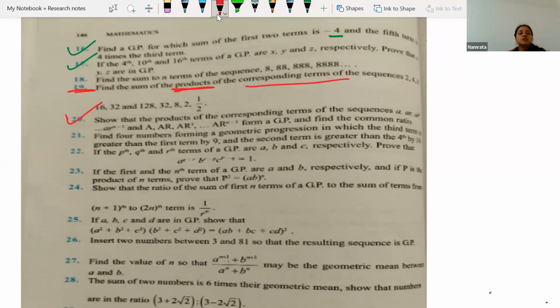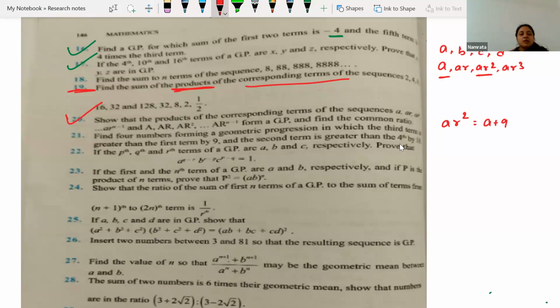So here question number 21 says find four numbers forming a geometric progression. If we say a, b, c, d are in GP, the first term we take a, the second term aR, third term aR square, and fourth term aR cube. In this, the third term is greater than the first term by 9. So if the third term is already greater, then we need to add 9 to the first term. Right, Lena?